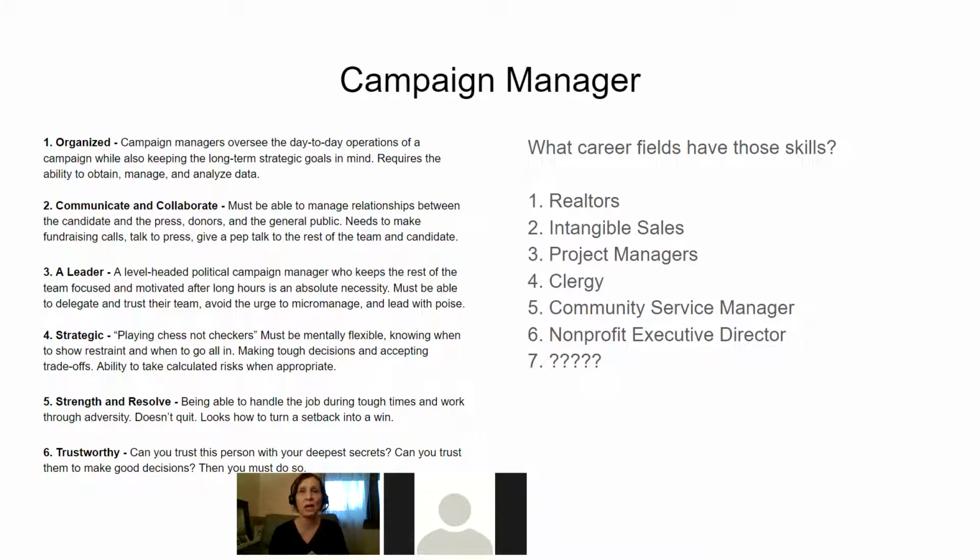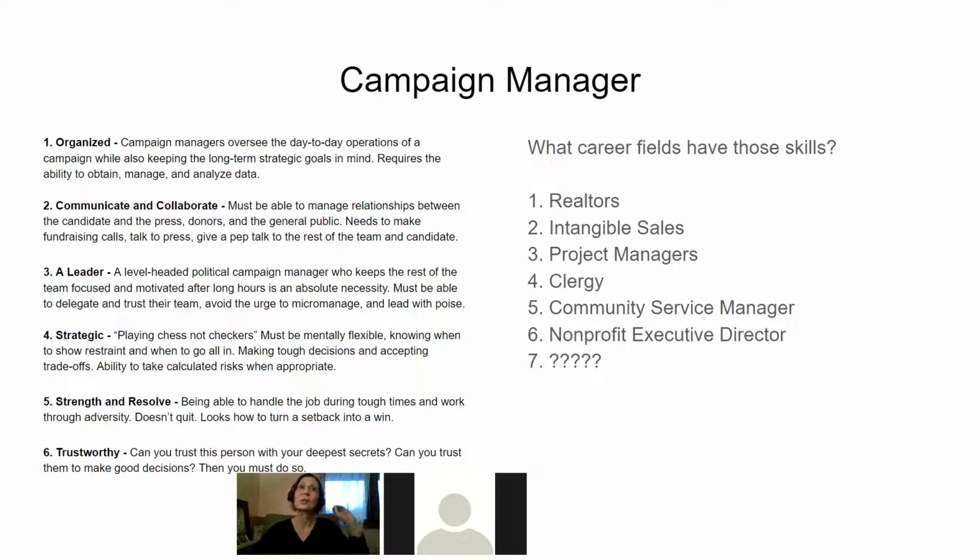And they have to be trustworthy. Campaign managers, that's who you tell your deepest, darkest secrets, because every one of those deepest, darkest secrets is going to come out on the campaign trail. And you do not want your campaign manager blindsided. And that's your partner who's going to help you come up with your game plan for when your deep, dark secrets are revealed to the press. Can you trust them to make good decisions? Okay. If you can trust them with your deepest, darkest secrets, you think they're organized and they're a leader and they make good decisions and all that kind of stuff, then as a candidate, you've got to let them make those decisions. Remember, you're the product. Campaign manager is the manager.